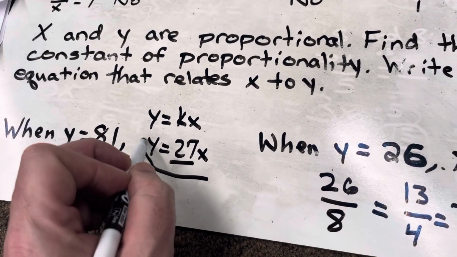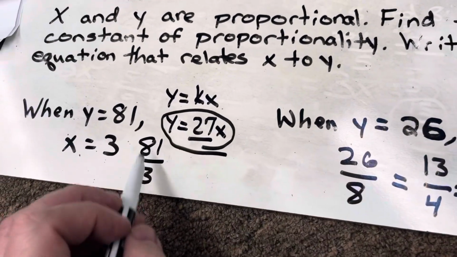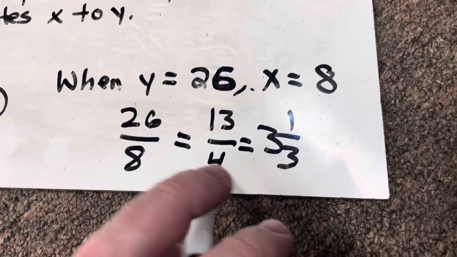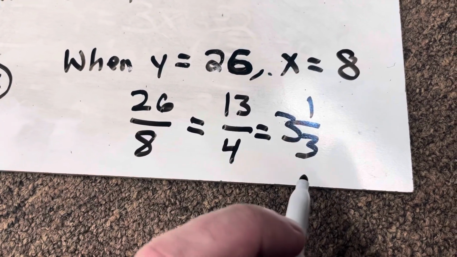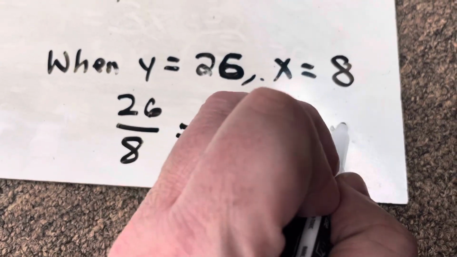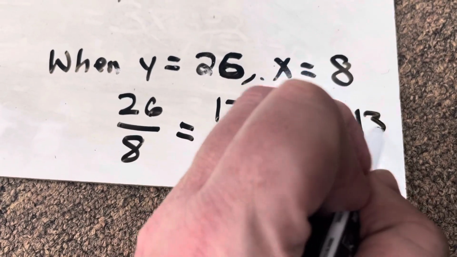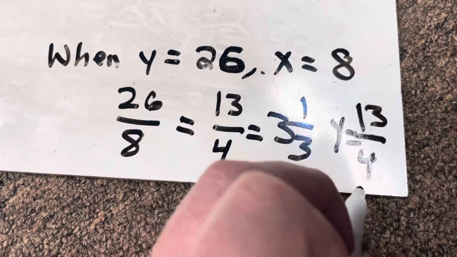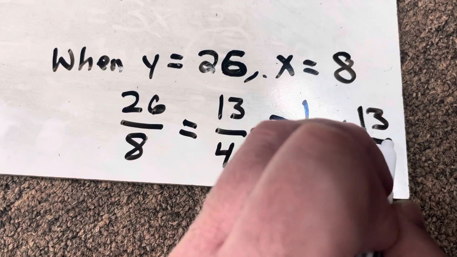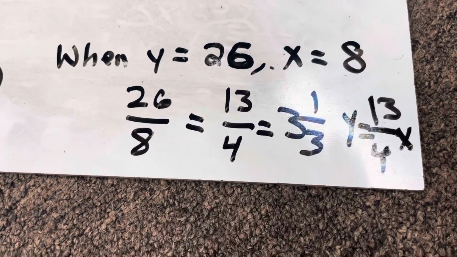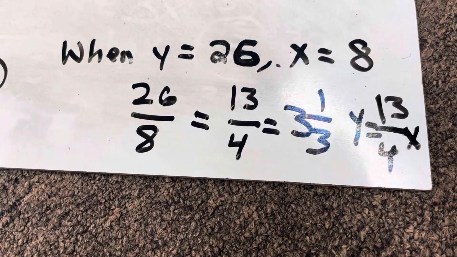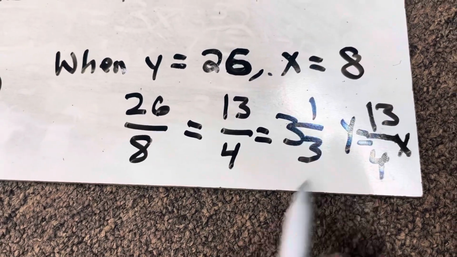My equation is Y equals 27X, because 81 divided by 3 was 27. In this one, 26 over 8 becomes 13 over 4. We prefer you to leave it as a fraction in simplest form. Your constant of proportionality is 13 over 4. That's your equation, Y equals 13 over 4x.